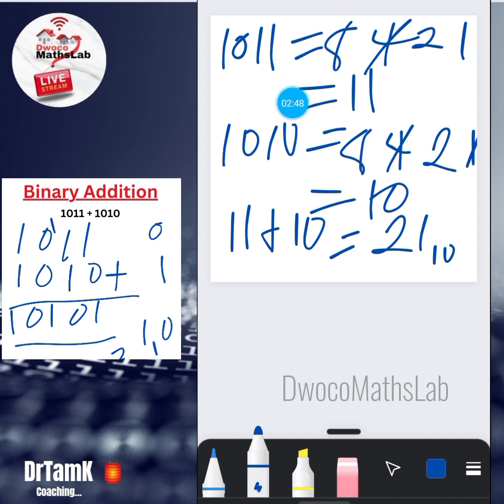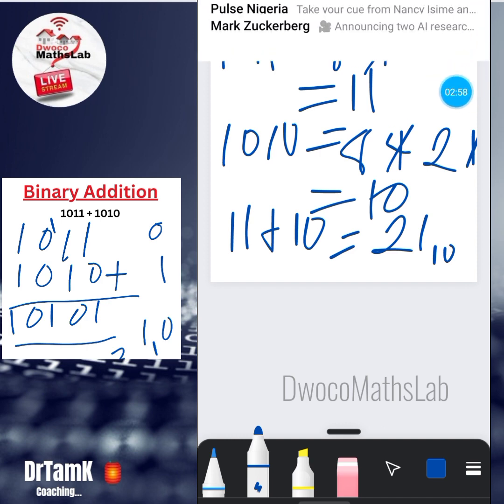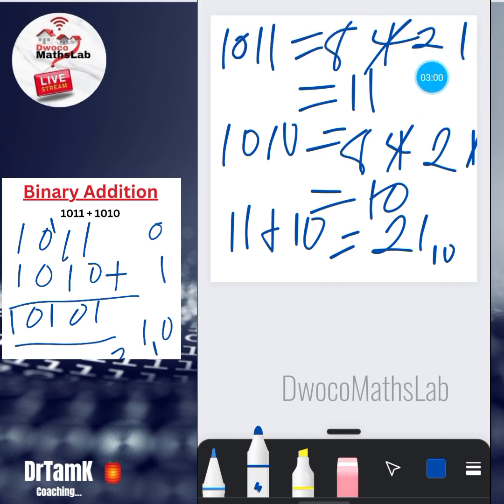You take base 2 raised to the power of what? 0, 1, 2, 3. So since they're in 4th place, 2 raised to the power 0 is going to give you 1, and then 2 raised to the power of 1 is going to give you 2, 2 raised to the power 2 is going to give you 4, 2 raised to the power 3 gives you 8. Is it clear?